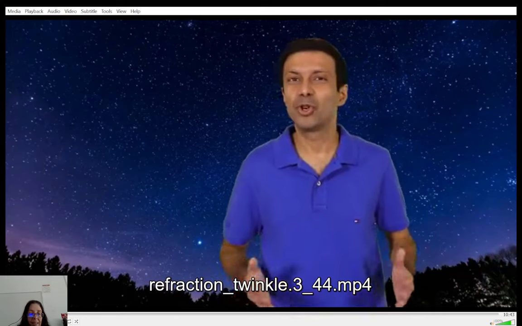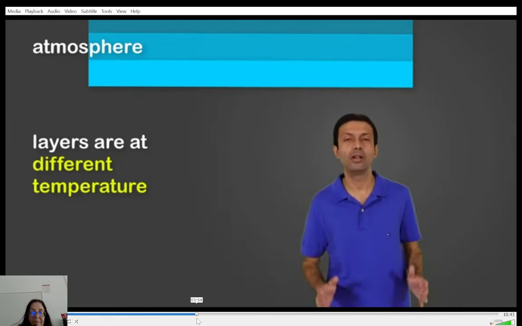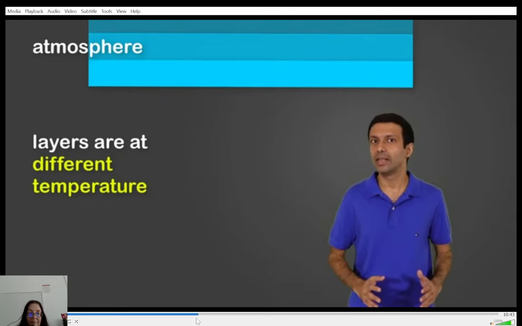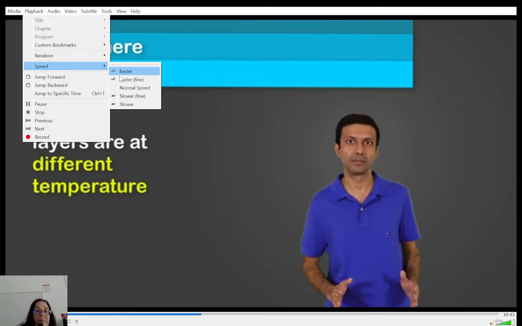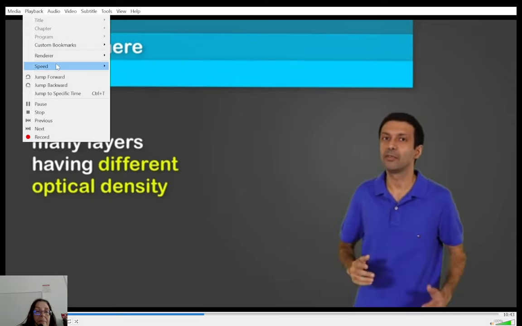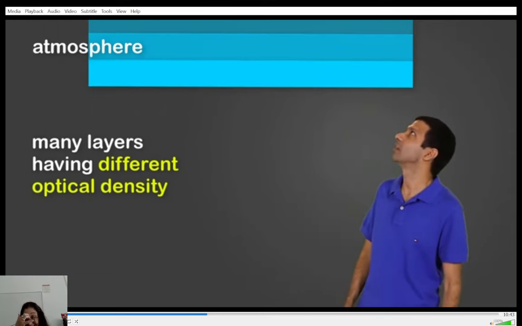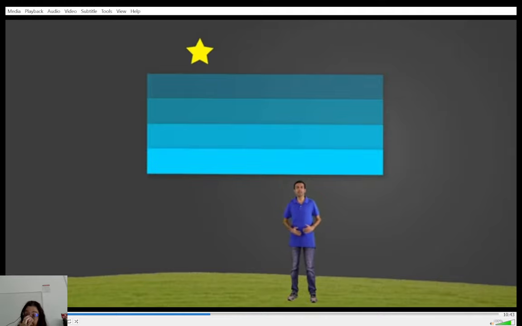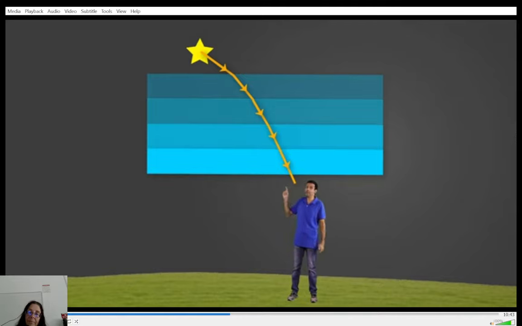The cooler layers are more dense compared to the warm layers. So the atmosphere is made up of many layers having different optical density. Now when we look up at the stars, the light is coming from the star. When light enters the atmosphere, it undergoes refraction, because light is going from vacuum to the atmosphere. As we discussed, the atmosphere is made up of many layers having different densities. The bending of light also takes place at the boundaries of these layers. So the light from the star that reaches our eyes has gone through many, many refractions. If we trace back the light, the star is at a different position from its actual position.